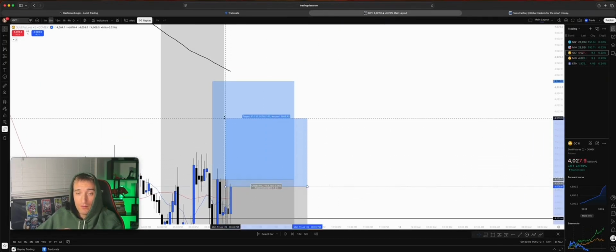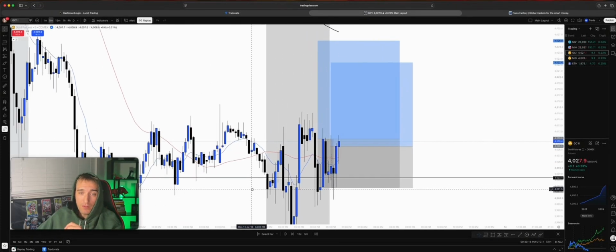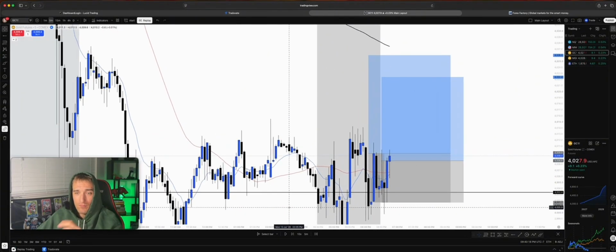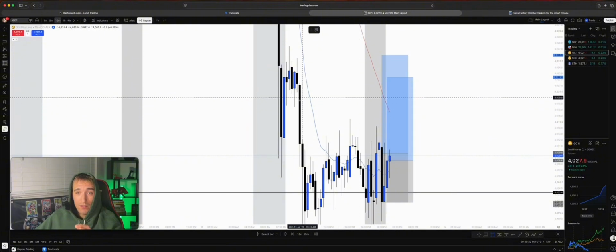And obviously, I'm going for a 1 to 2, like I said before. Now, as I'm sitting in this trade, I'm a little bit in profit on the first candle. As I'm sitting in this trade, I realize that there is a 15-minute supply zone just right above this. So if you go to the 15-minute, there is a 15-minute supply zone right here.